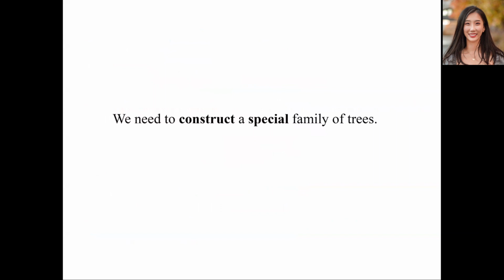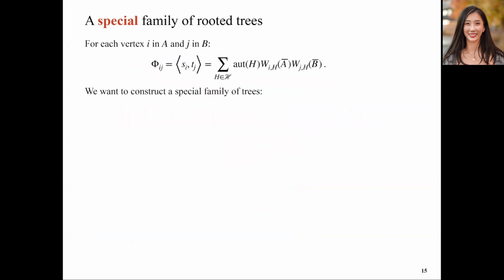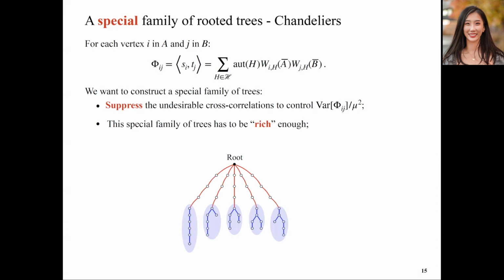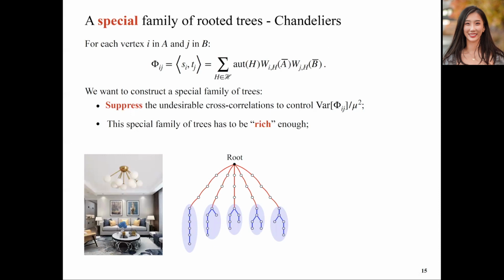So that's why we need to construct a special family of trees. We want this special family of trees to suppress this undesirable cross correlation between different terms within the summation so that we can control the fluctuation of the score. And we also want this special family of trees to be rich enough. That's why we construct a special family of trees called chandeliers. The reason we call it a chandelier is because it looks like a chandelier on the ceiling.